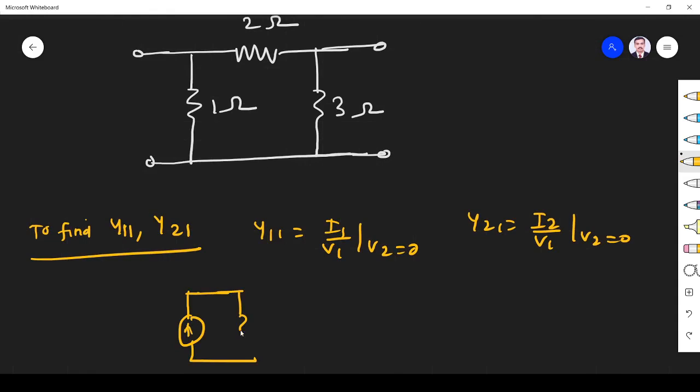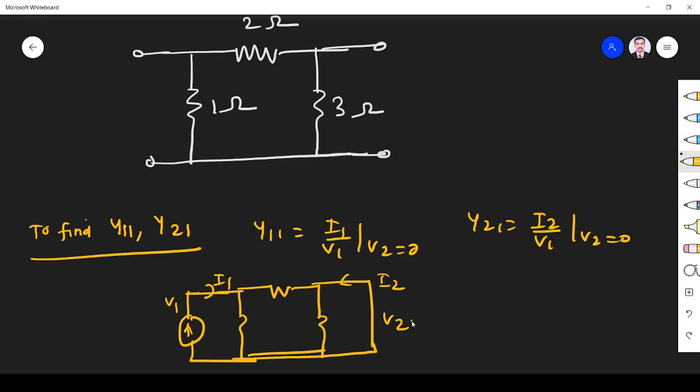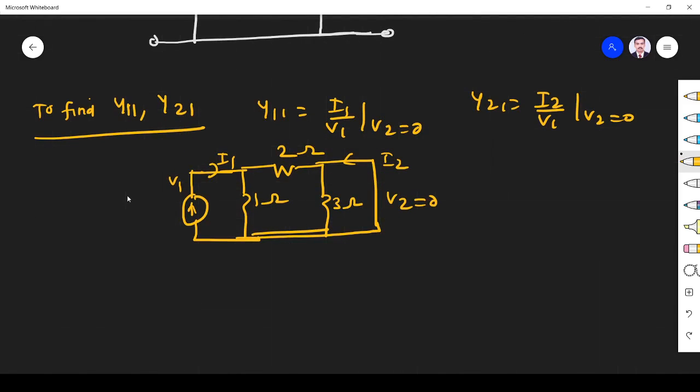The circuit will be like, the output is shorted. So this is I2, this is I1, here V1, V2 is 0, 2 ohm, 1 ohm, 3 ohm. Okay, now what do we have to do? I have to follow the same procedure. First I find I1. What is I1?